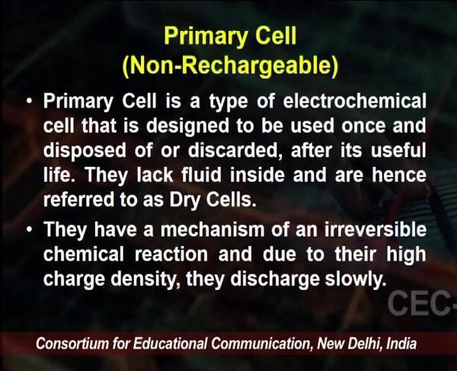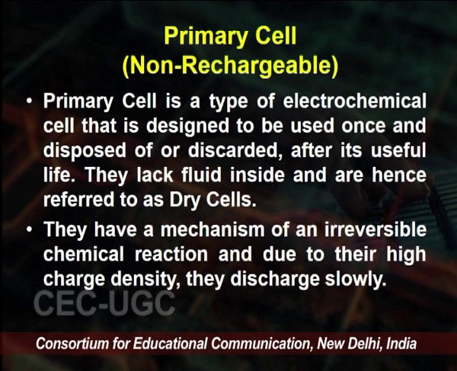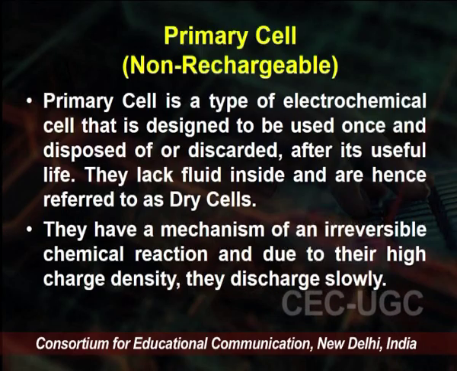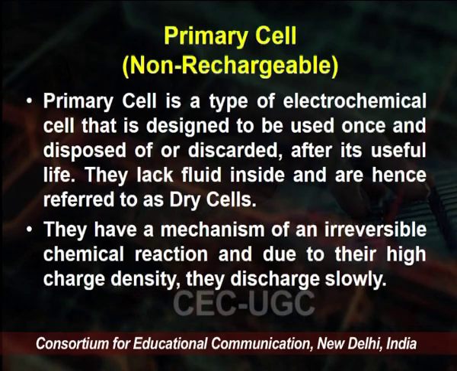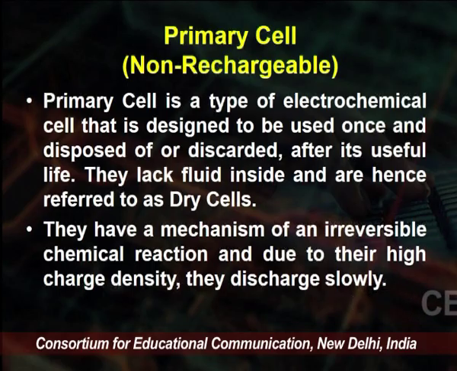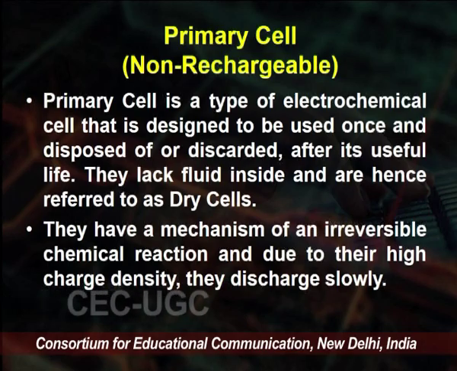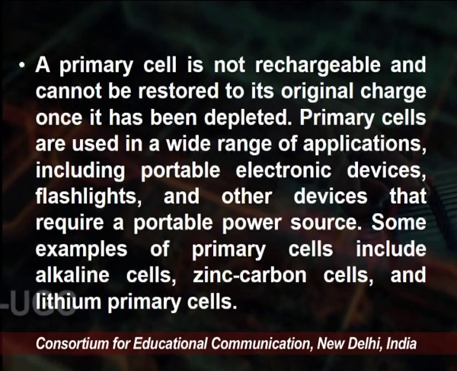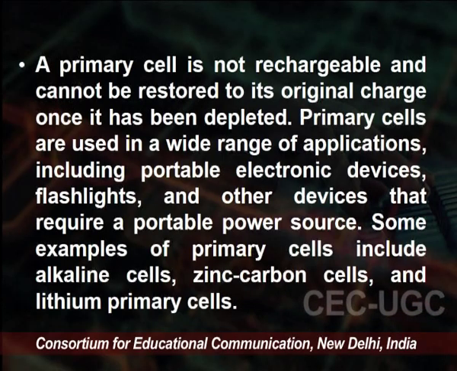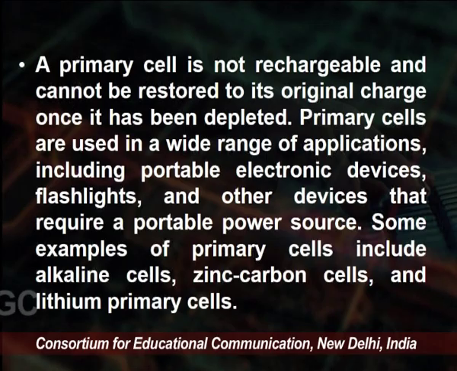They have a mechanism of an irreversible chemical reaction, and they have high charge density and discharge slowly. So they are one-time use cells. A primary cell is not rechargeable and cannot be restored to its original charge once it has been depleted. Once it has been depleted, it means when it is used, then it cannot get a charge again. So it is one-time use. The original charge cannot be retained in the primary cell as it is used.